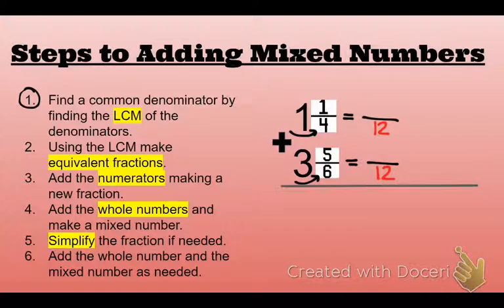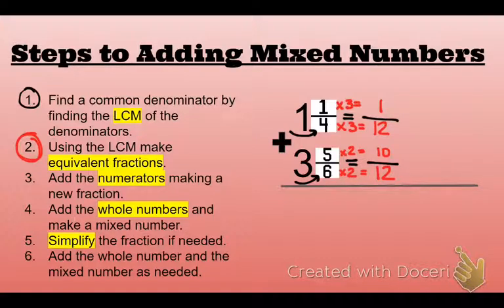That's step number 1. Step number 2 is now we're going to make those equivalent fractions. I've highlighted that word, equivalent fractions. Again, starting with the top here, I'm multiplying 4 times 3 to be 12, so I have to multiply the 1 times 3. So 1/4 is equal to 3/12. Looking at the bottom fraction, 5/6, I have to multiply 6 times 2 to equal 12, so I'm multiplying the top, the numerator, 5 times 2 to equal 10. So 5/6 is equal to 10/12.